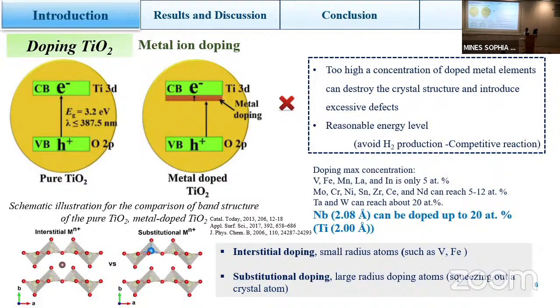We also have to introduce a reasonable energy level to avoid hydrogen production, which is a competitive reaction in our case. Take vanadium and iron as examples: the doping amount is only 5 atom%. For niobium, the atomic radius is close to titanium, so the doping amount can be up to 20%.